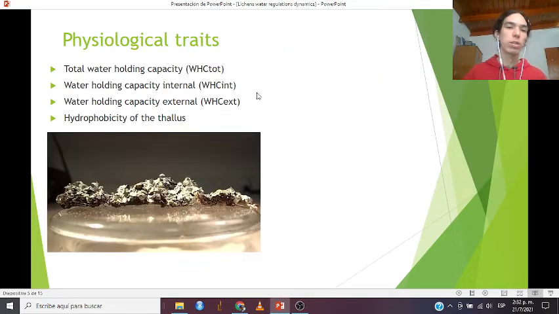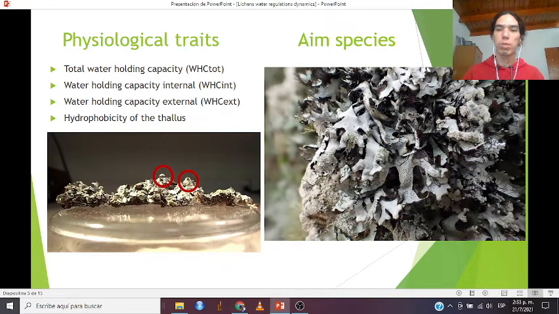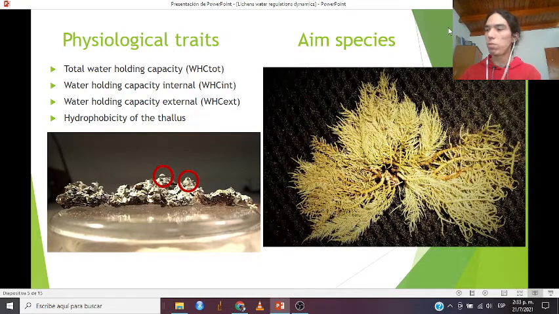So we can measure some of these features. We can measure the amount of water that lichens retain per area unit. This is water holding capacity, and we know that hydrophobicity of lichens changes according to the thickness of the layers, for example, or other anatomical features. I'm not going to detail that now. So we use some species. These are our aimed species, Parmotrema, with several morphological modifications along the gradient, and Usnea amblyoclada.